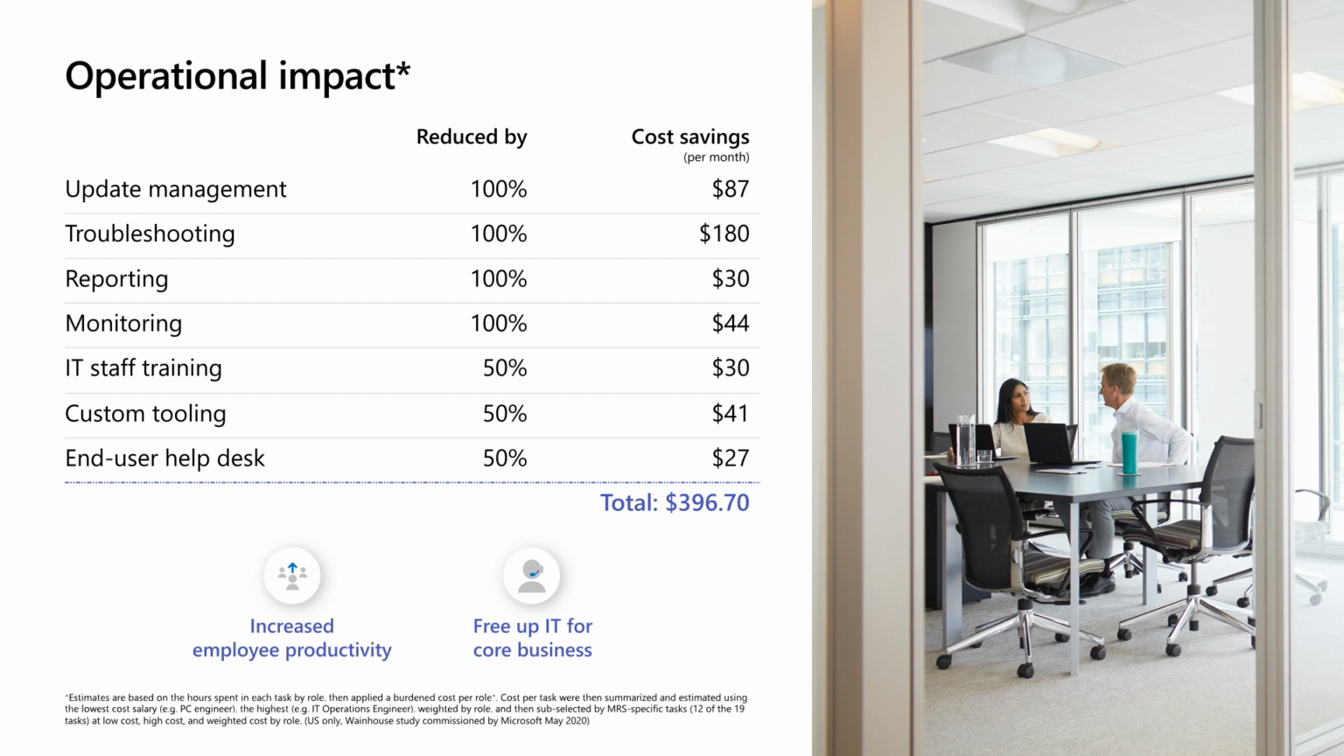However, we commissioned a study with one of our research vendors to find out, in general, what it looks like to operate rooms. What are the different tasks? And which part of these tasks can we alleviate completely, or reduce to a significant degree, and see what is the impact on savings? So, for example, update management, troubleshooting, reporting, monitoring, we reduce it almost by 100% because of our comprehensive coverage.